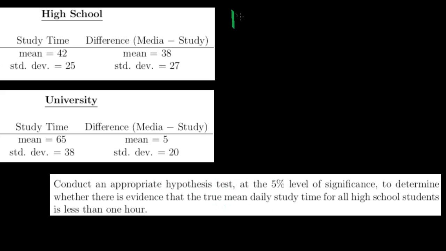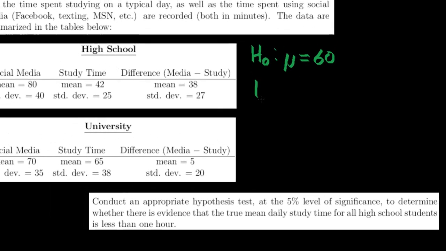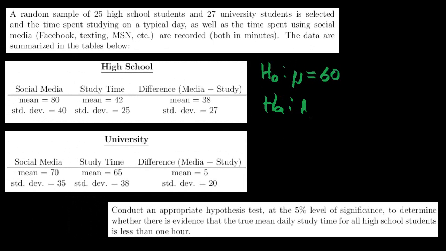We have our null hypothesis, denoted as H0, as being that the true mean is equal to 60, or equal to an hour. And our alternative hypothesis, which is what we're going to be testing, is that it is less than an hour, or less than 60 minutes. We're going to be working with the high school section, and specifically the study time of the high school section. I'm just going to shrink this down and move it aside a bit.